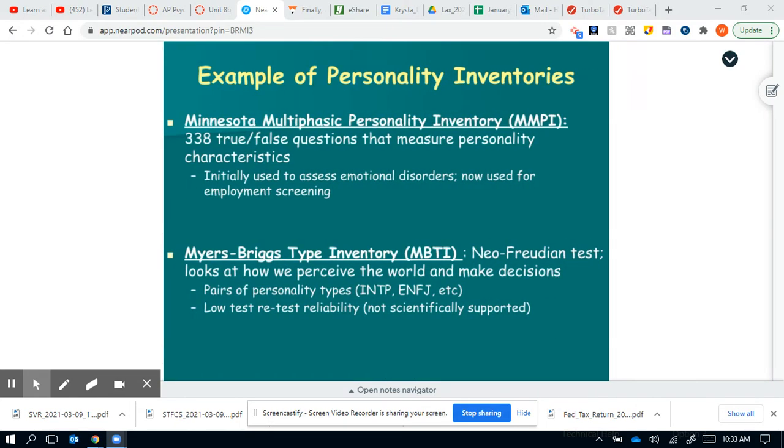All right, some examples of personality inventories. The MMPI, the Minnesota Multiphasic Personality Inventory, is a very long test that was initially used to assess emotional disorders. Now it's used for employment screening. So if any of you have had a job where you had to take a really long test in your application, huh?